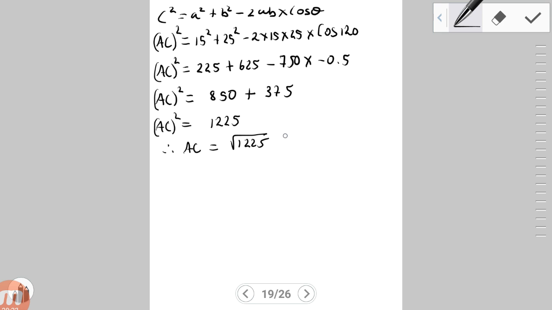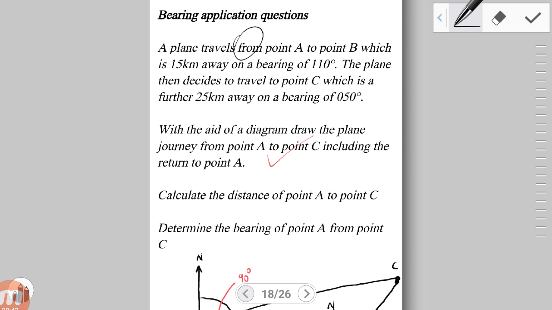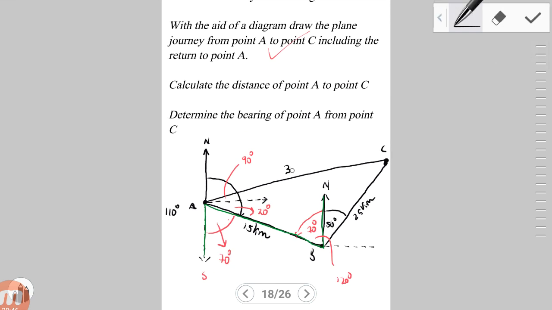And we're going to find that the distance of point A to point C is 35 kilometers. All right, so the distance here is 35 kilometers. Okay, nice little question there.